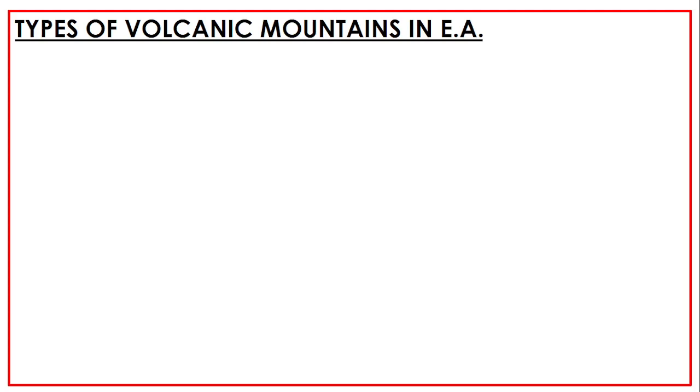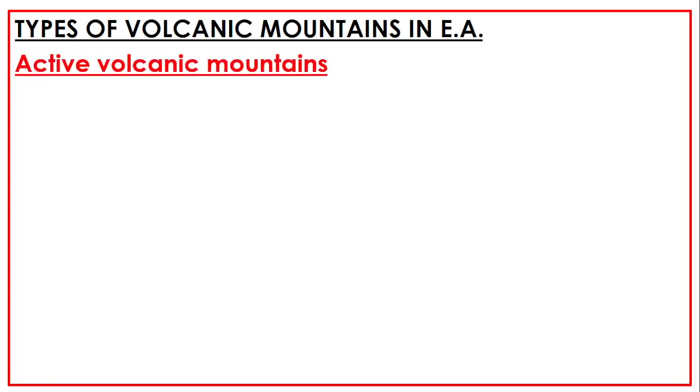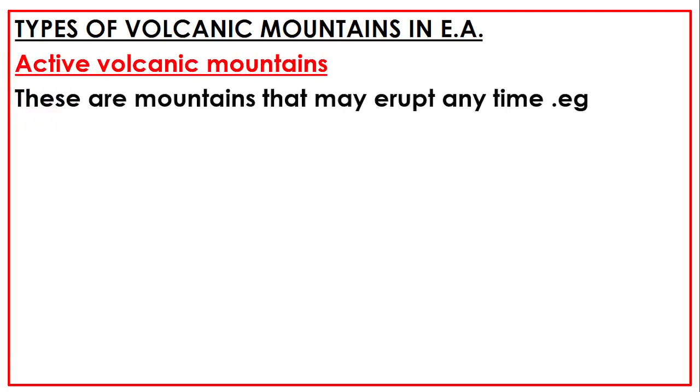However much they are formed by volcanicity, they have types depending on how they behave. Types of volcanic mountains, they are three. We are going to start with the active volcanic mountains. Active volcanic mountains are mountains that may erupt anytime. Those mountains can still erupt at any time, so we call them active volcanic mountains.